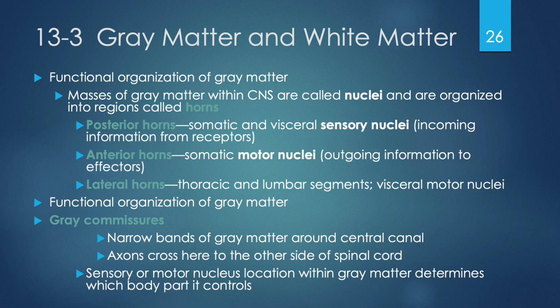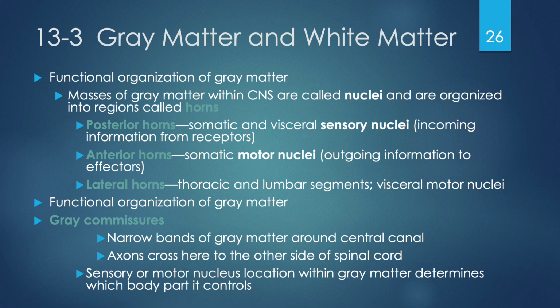Makes sense. The posterior horns are going to be somatic and visceral sensory nuclei, which has information coming in from the receptors, right? So remember, posterior, I use the acronym MAPS. So motor, anterior, posterior, sensory. Okay, and we also know that sensory is afferent and motor is efferent if we use my same acronym. So the posterior horns are receiving all the sensory information with sensory nuclei. The anterior horns are sending out motor signals. So we have somatic motor nuclei going out towards our muscles and other effectors.